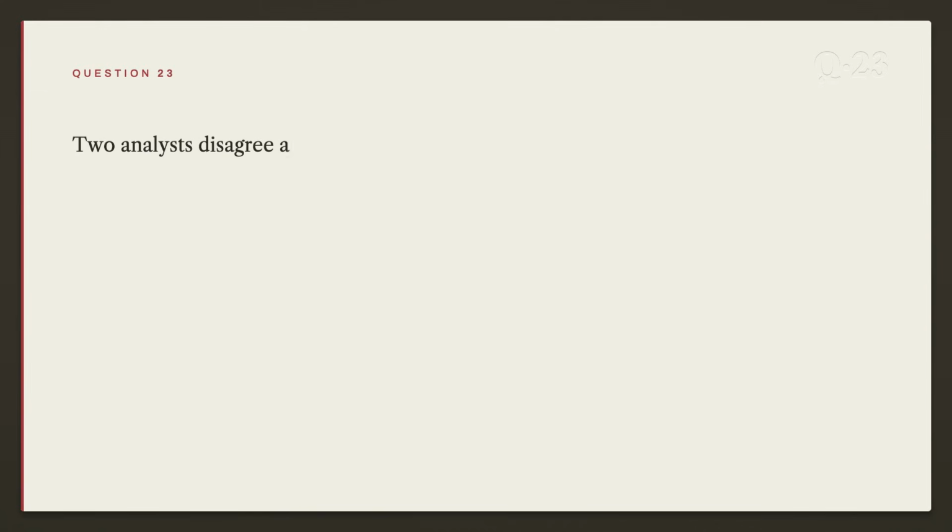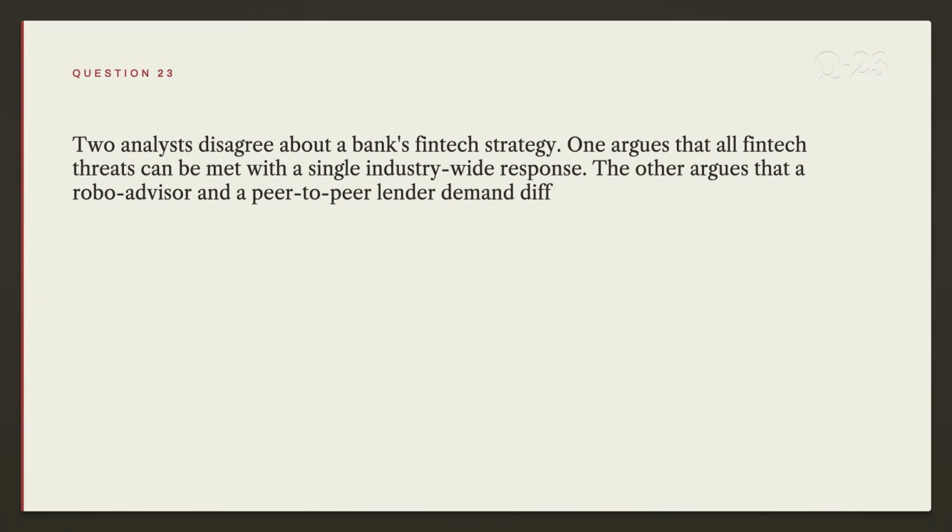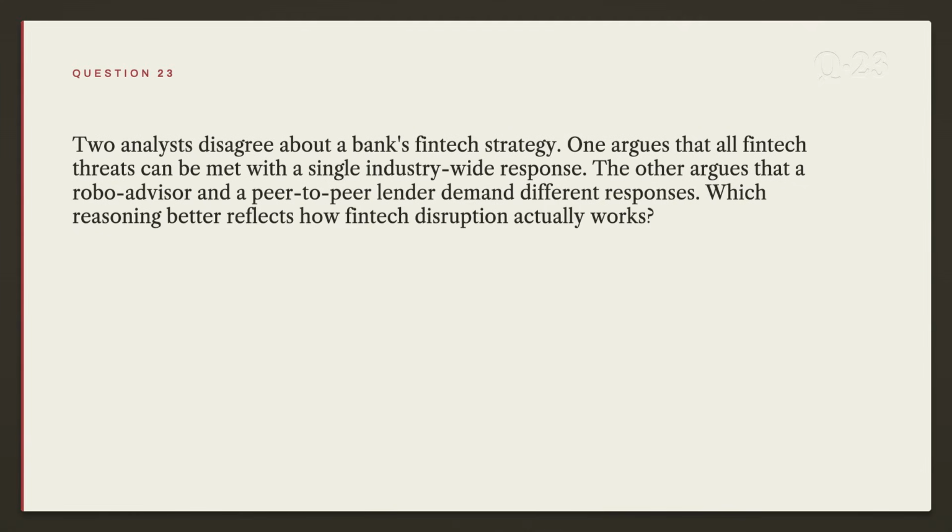Question 23. 2 analysts disagree about a bank's fintech strategy. One argues that all fintech threats can be met with a single industry-wide response. The other argues that a robo-advisor and a peer-to-peer lender demand different responses. Which reasoning better reflects how fintech disruption actually works?